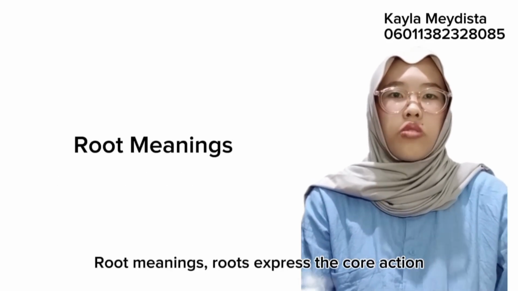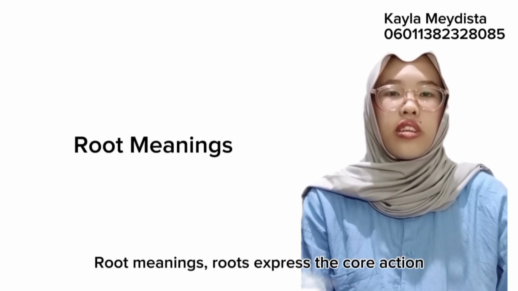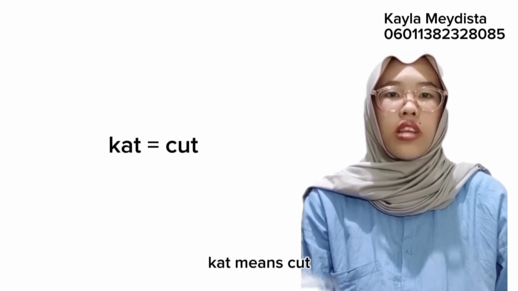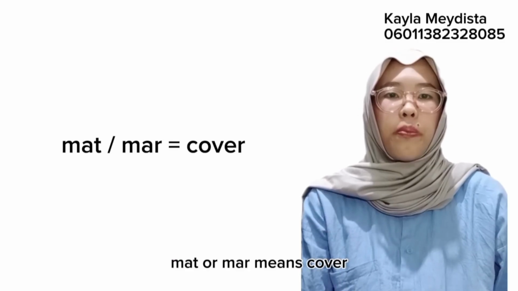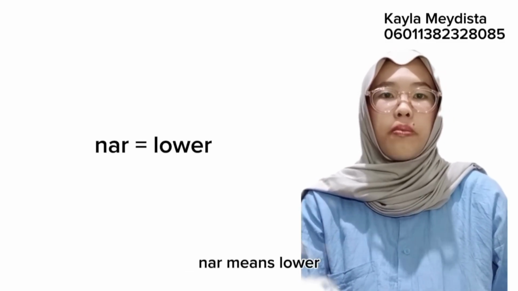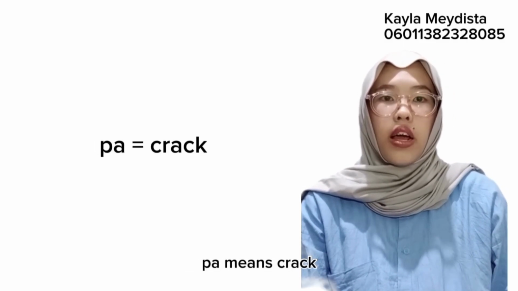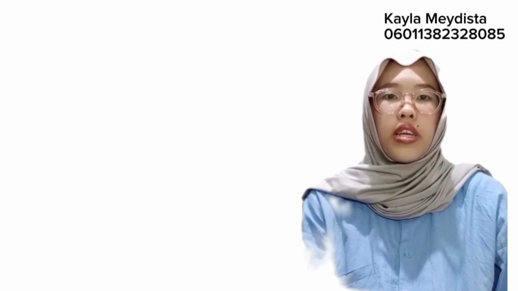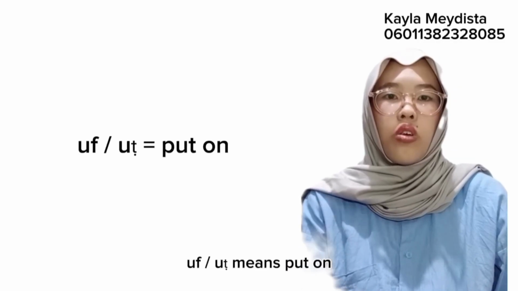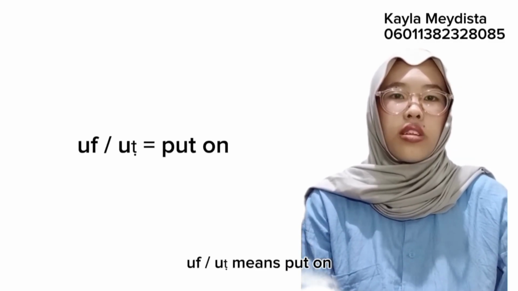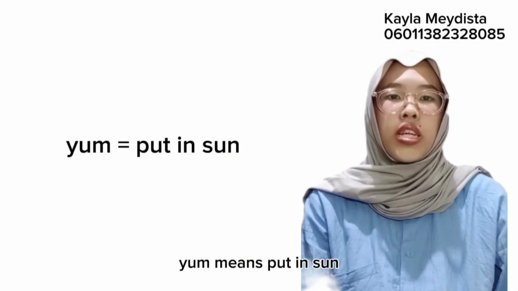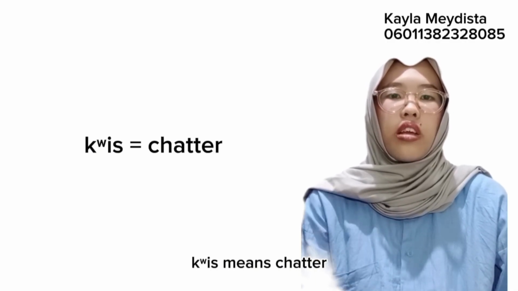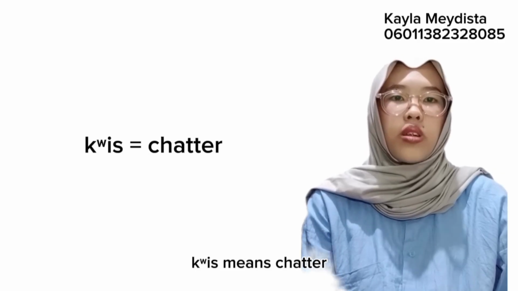Root meanings. Roots express the core action. Ab means lay or put. Cat means cut. Mat or mar means cover. Nar means lower. Pa means crack. Yai means hum. Mit means hang. Uf or ut means put on. Yam means put in sun. And sip means smoke. And quiz means chatter.